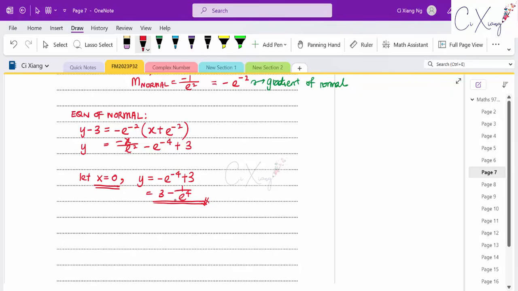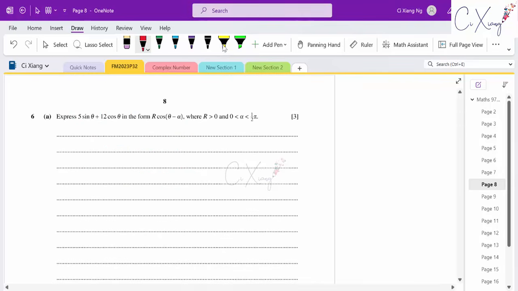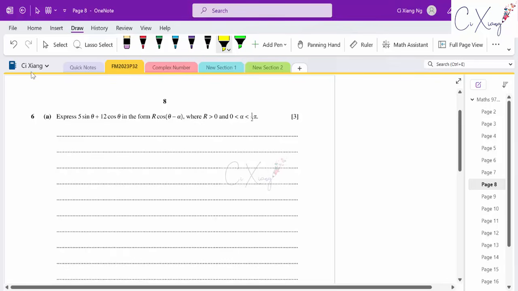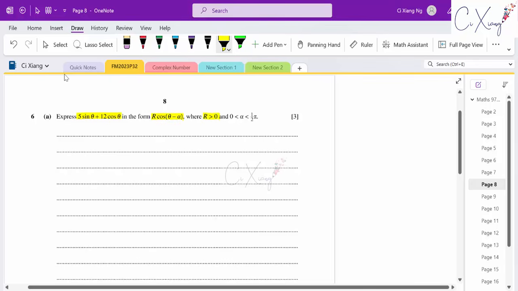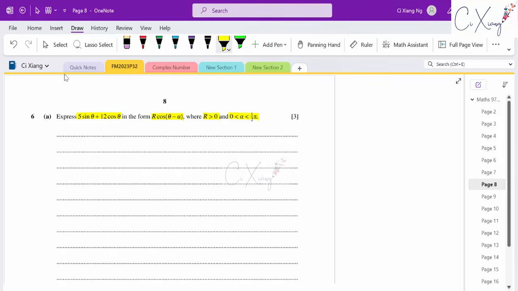Alright, so this is how we solve question number 5 for this paper. Okay, so question number 6, they want us to express this expression in the form of r cos(theta minus alpha). R should be a positive value, and alpha should be in the first quadrant, from 0 until pi over 2.